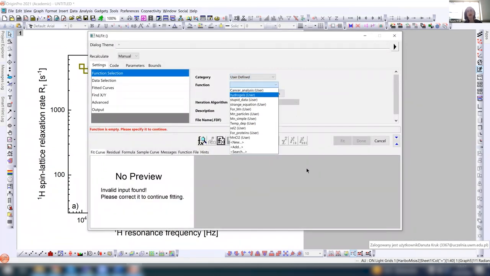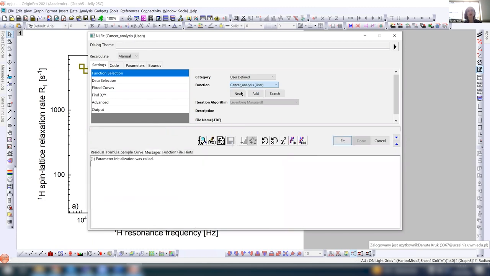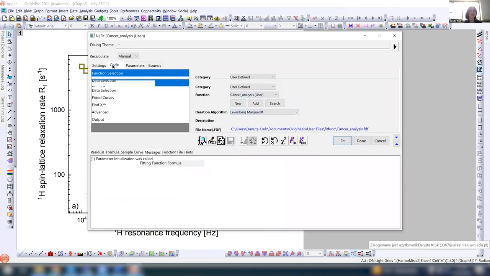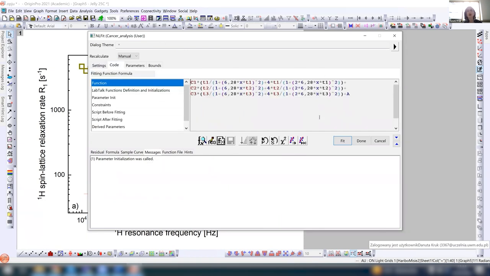So I have a function which unfortunately has a very unhappy name, namely cancer analysis, but whatever, we can change the name. Actually, it stems from the fact that at the beginning, we tried to see whether one can parameterize some other data in this way. However, here you have the code. So this is what you have here. Those 3 contributions.